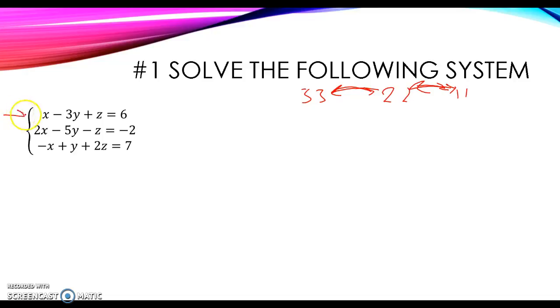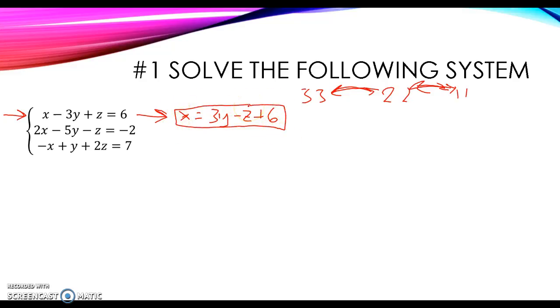So what I'm going to do is take this first equation and solve it for x. When I do that, I'm going to keep the x on the left, but I'm going to add 3y. So x is going to equal 3y, minus z, because I'm going to subtract z from both sides, plus the 6, which is already there. And so that is what x is equal to.